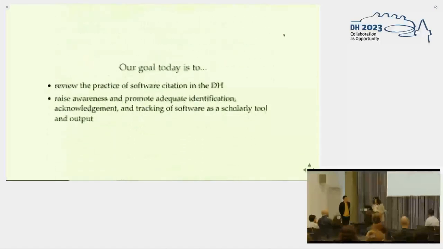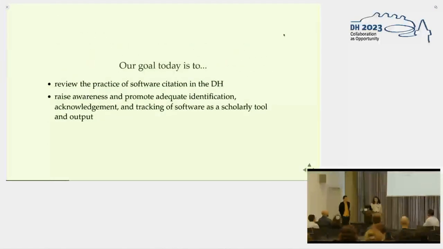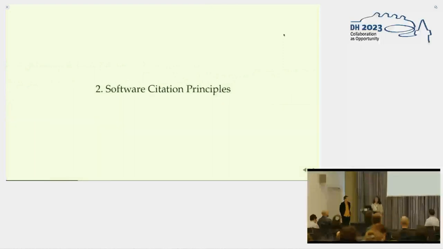With that in mind, our goal today is to review the practice of software citation in the digital humanities, raise awareness, and promote adequate identification, acknowledgement, and tracking of software as a scholarly tool and output. Moving on then to the software citation principles and recommendations that the community has already produced.